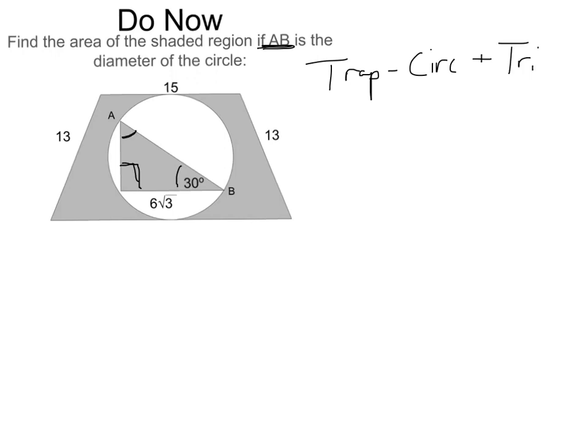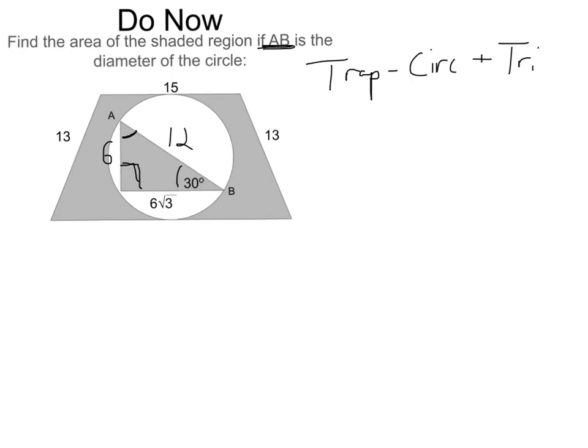Across from 60 is 6 root 3. Going back to our trig unit, we know if across from 60 is 6 root 3, across from 30 is just going to be 6. And if across from 30 is 6, across from 90 is going to be 12. So 12 is the actual diameter of our circle.